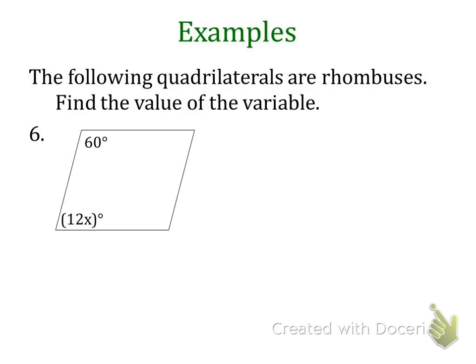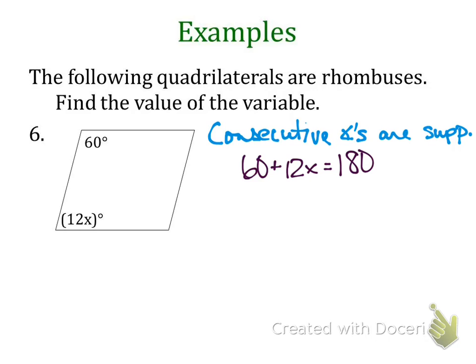So on this next one, we've got to figure out what to do. I repeat, they are not across from each other. So if they're not across from each other, they're not the same. We're going to have to add them to be 180. So I'm going to use my color for the rule. Consecutive angles are supplementary. They need to add to be 180.